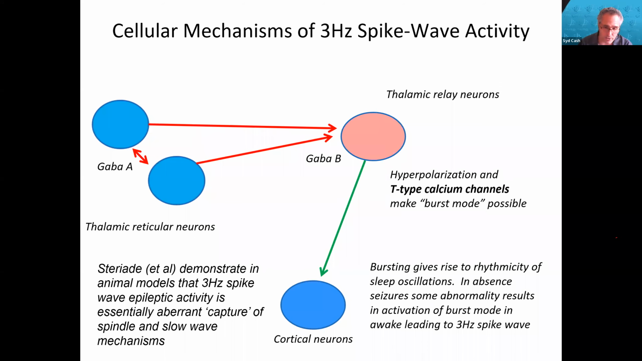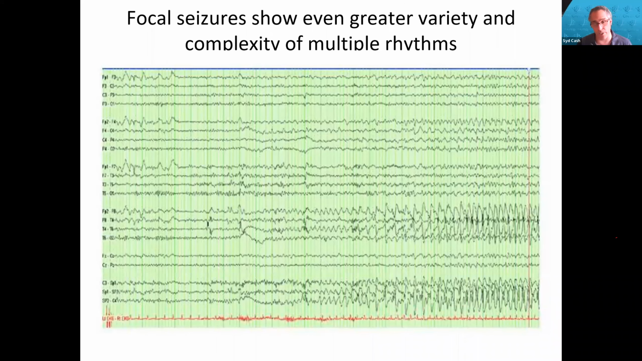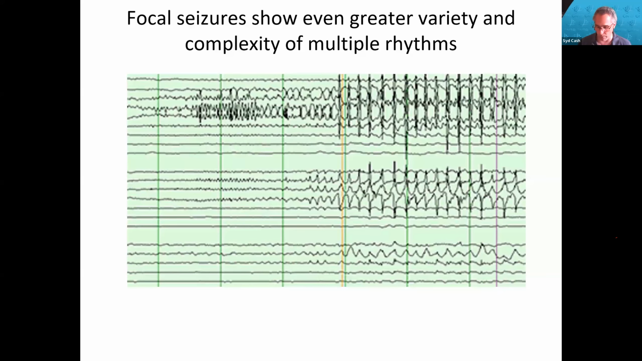So the concept then is that this normal rhythm, in this particular case the sleep slow wave, is co-opted or captured in a sense by an abnormal variant and tweaked in a way, and that's giving rise to the seizure in this particular case. So it's a normal mechanism that's been captured. Focal seizures, not generalized seizures, show even more variety and complexity with multiple rhythms. I'm just giving 2 examples here real quickly of seizures that start. On the bottom of the page here, a bunch of different rhythms start, a bunch of different frequencies that build up and change over time and space as well. Another example, again showing multiple frequency components during the course of a seizure, all of which could be found normally, but now are changed and modified and co-opted by this process.